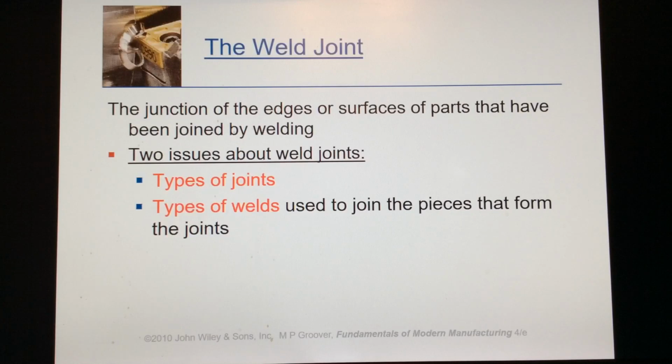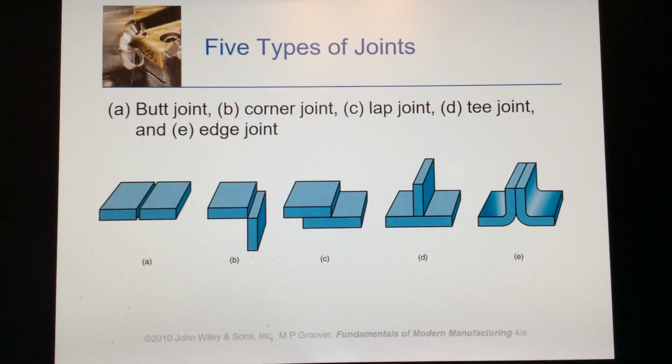All right, so here are the 5 types of joints, as you can see listed here: a butt joint, an obvious corner joint, a lap joint, a T-joint, and an edge joint.